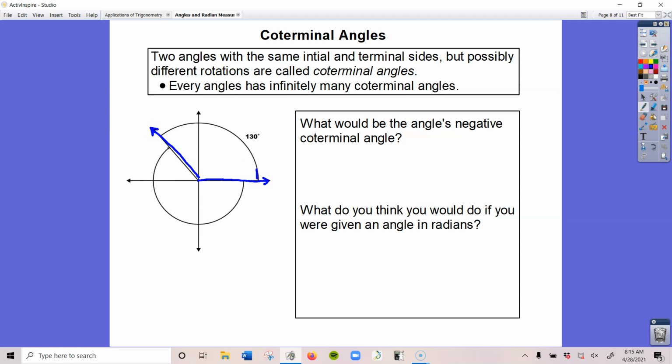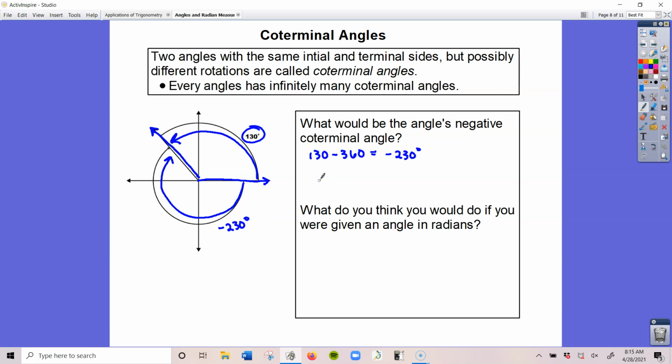Now, if I open in the positive direction, that is the 130. However, if I open in the negative direction, I end up with the same exact angle. So I would need to figure out what is that coterminal angle. In order to figure that out, a full rotation is 360. So what we can do is subtract 360 to get that negative coterminal angle, which is 130 minus 360, which is negative 230. So this angle is negative 230 degrees.